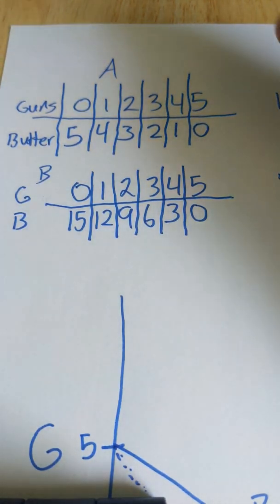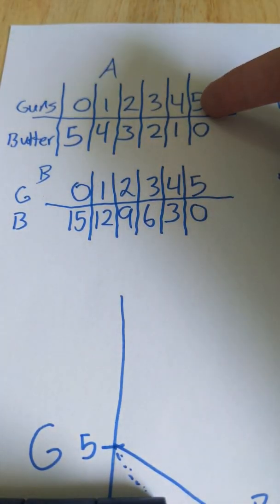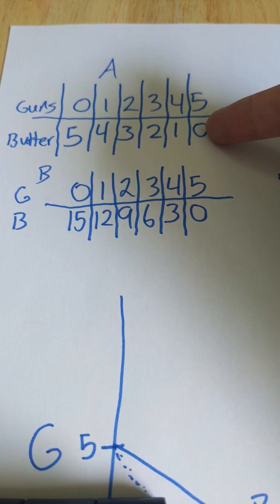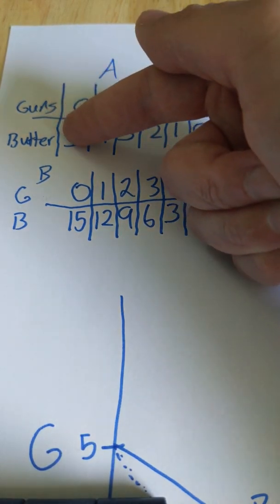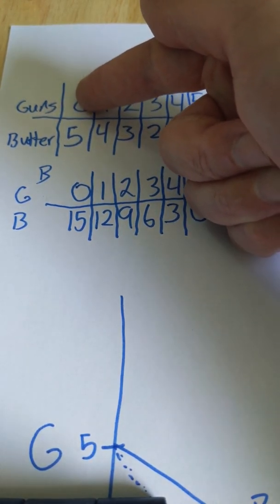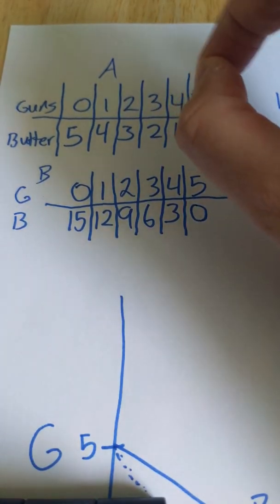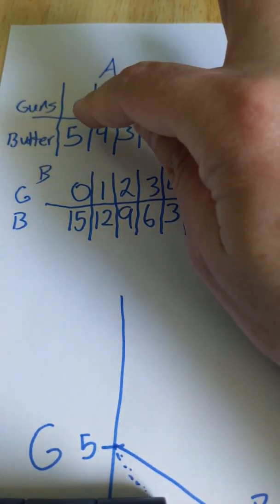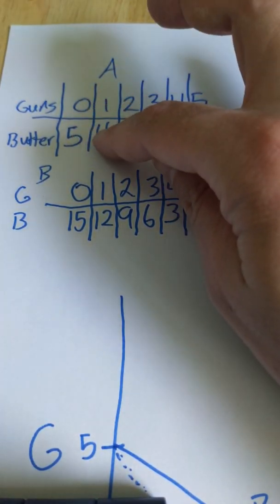Okay, so Nation A can make up to 5 guns, but if they do so, they make 0 butter. They can make up to 5 butter, but if they do so, they make 0 guns. That means that their opportunity cost for 1 gun is 1 butter.